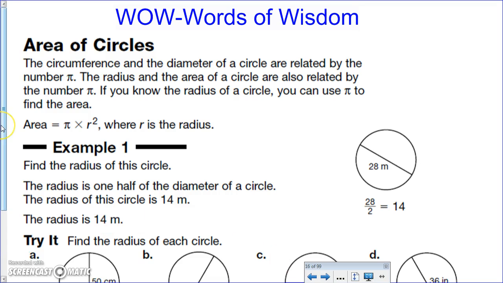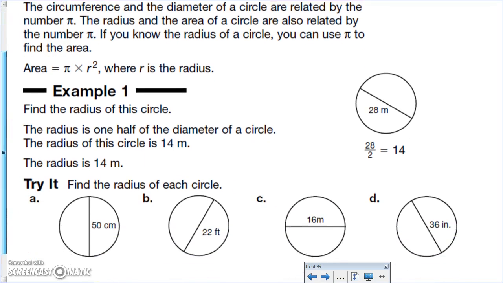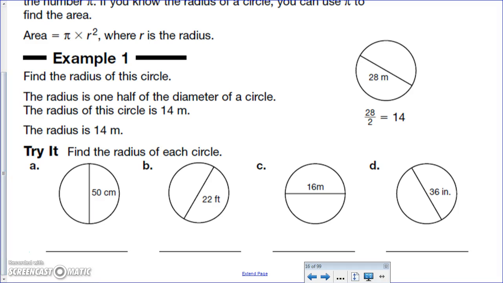So for example 1, they just want us to find the radius of this circle. We know the radius is 1/2 of the diameter of a circle. So for a 28-meter diameter, the radius of this circle is 14 meters.